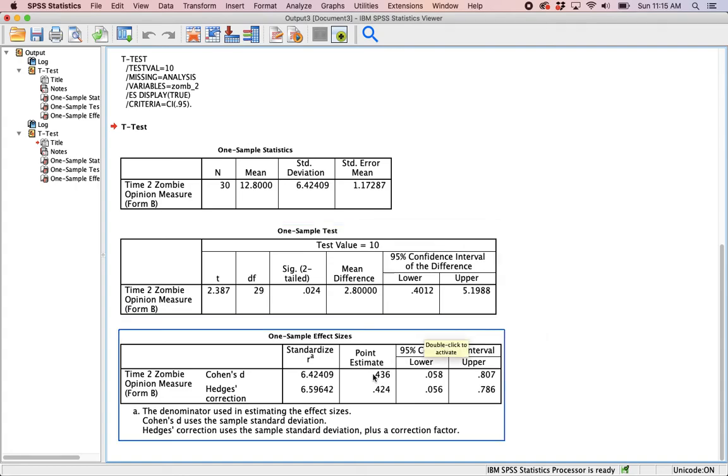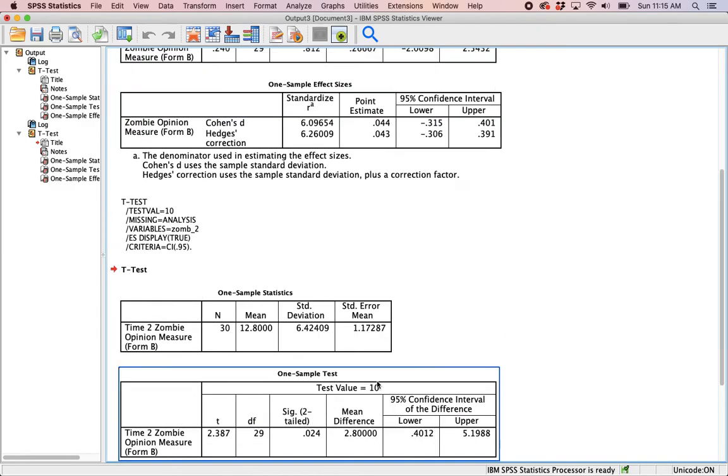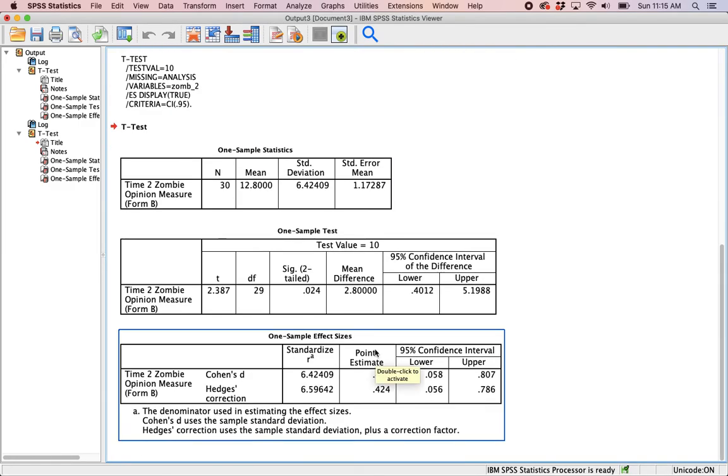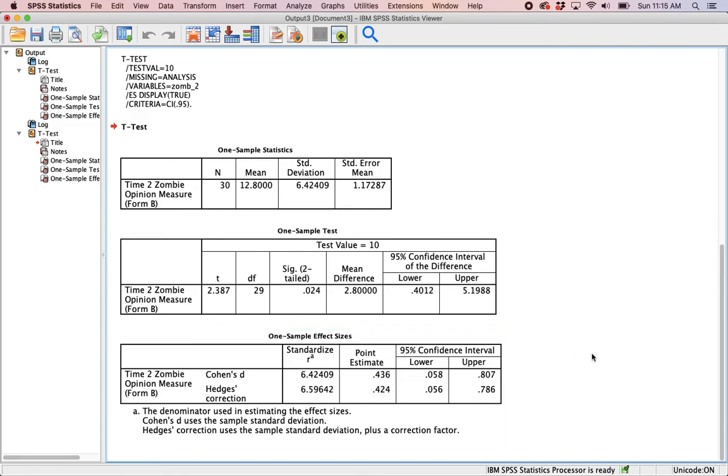Okay, here we can go to Cohen's d. We see that we have a point estimate now. We went from 0.04, we now have a point estimate of 0.43. We just have a larger effect, don't we? We have a larger mean difference, a larger effect, and so that is now statistically significantly different.